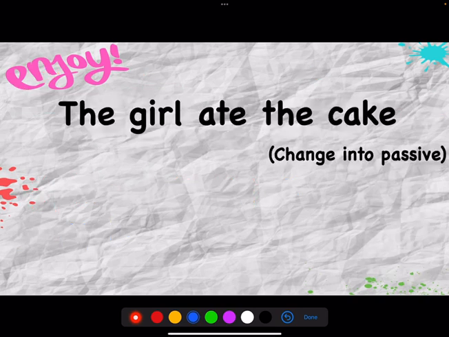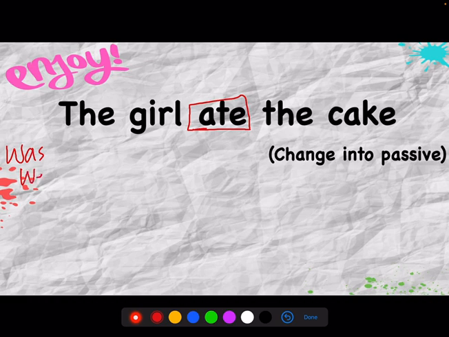Now let's take this example. I have: the girl ate the cake. I want to change the sentence into passive. Now the verb is ate. Pay attention that your verb is in the past. So your sentence is in the past, which means that instead of is and are, you have to use was and were. Again, was for singular, were for plural.